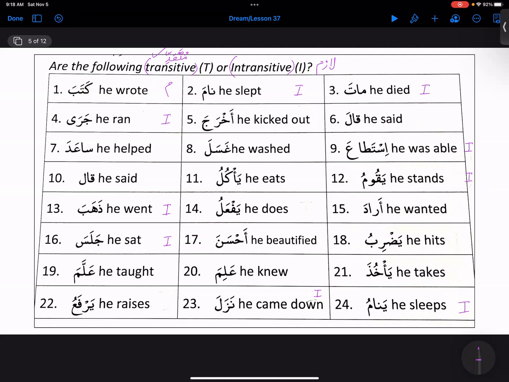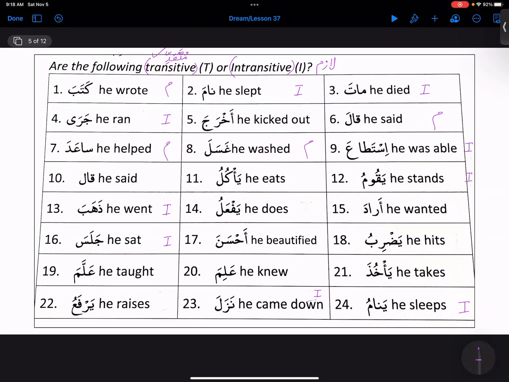Qala, he said, mutaddi, transitive. He said something or someone, right? It will make sense. So this is the example of mutaddi. Sa'ada, he helped someone. Mutaddi. Very good. Ghasala, he washed. That's also mutaddi. He washed someone or something, right? So mutaddi.